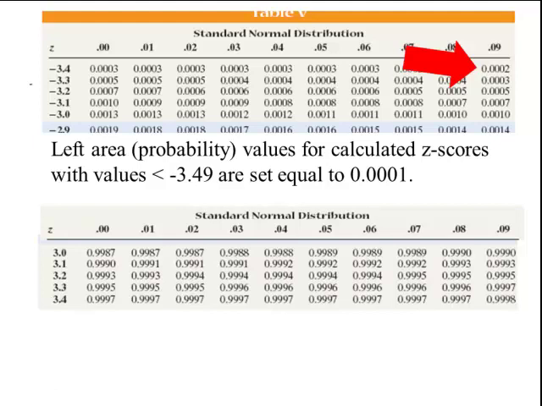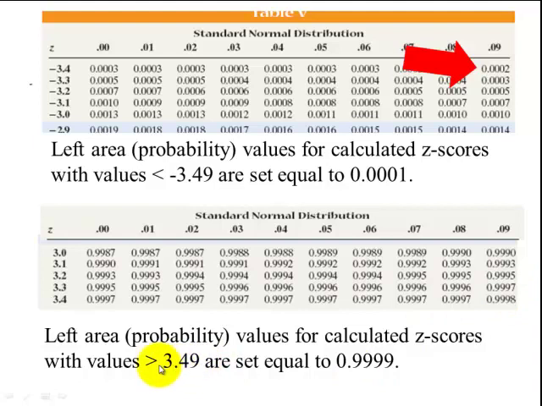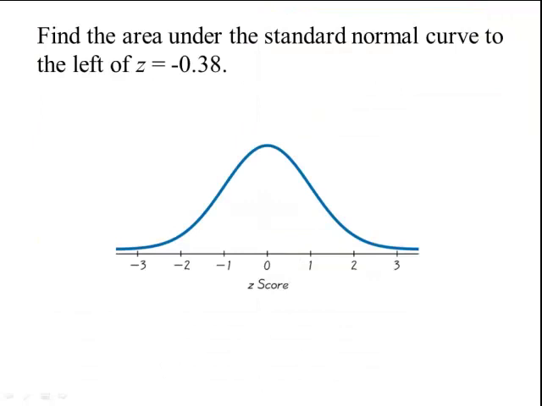The largest value in the z-score table will be 3.49, which is this value. So anything over a z-score of 3.49 we're going to set equal to 0.9999. So the area to the left of any value more than 3.49, we're going to use this default. Let's look at an example.